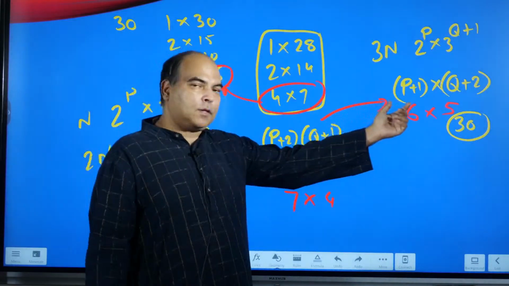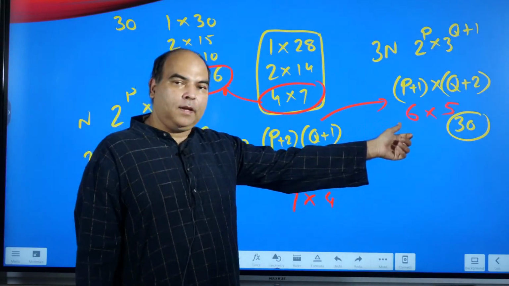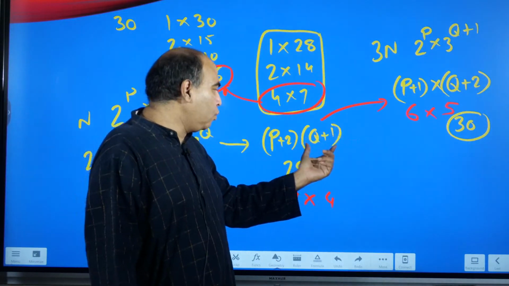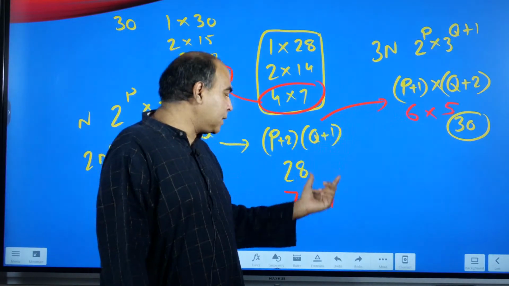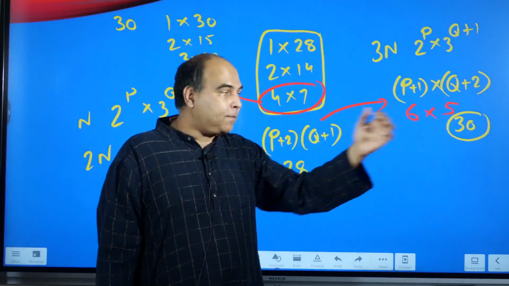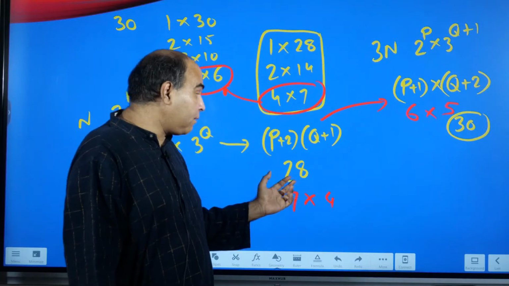p plus 2 becomes p plus 1, so the value of p is dropping from 7 to 6, and q plus 1 becomes q plus 2, so the value of q plus 1 is going from 4 to the value of q plus 2, which is 5. And your number of factors is going from 28 to 30.